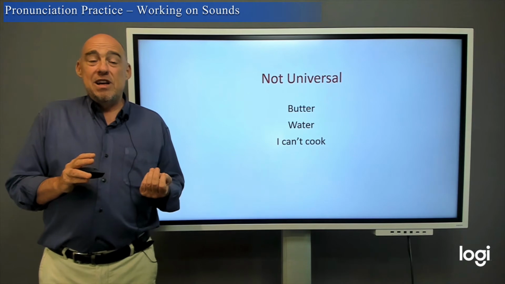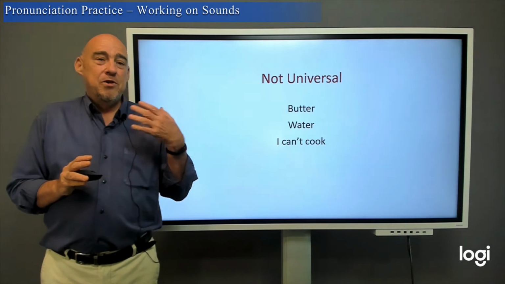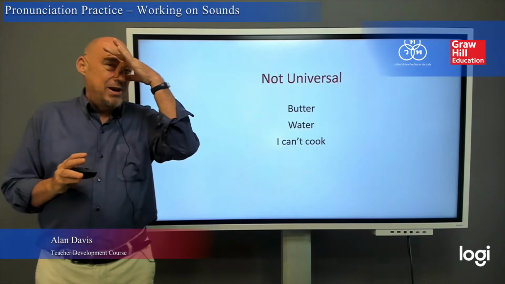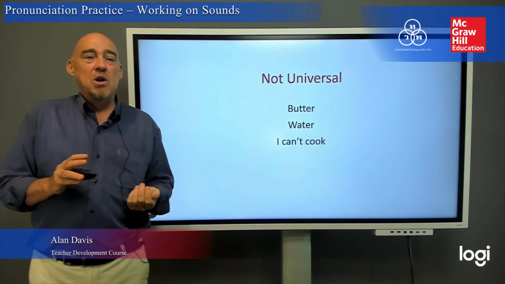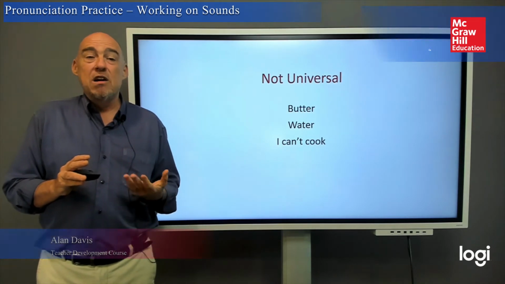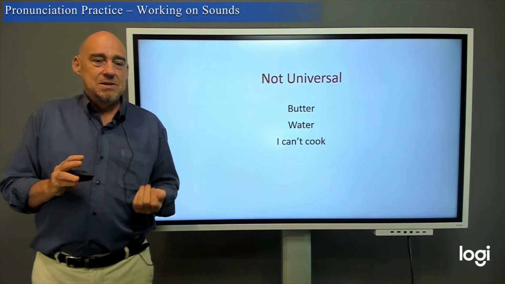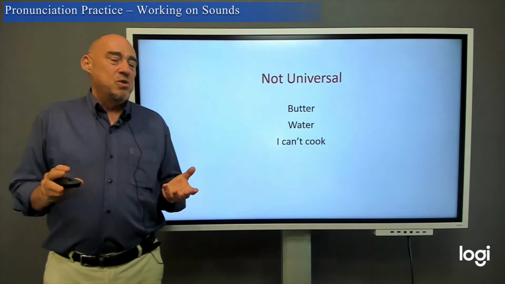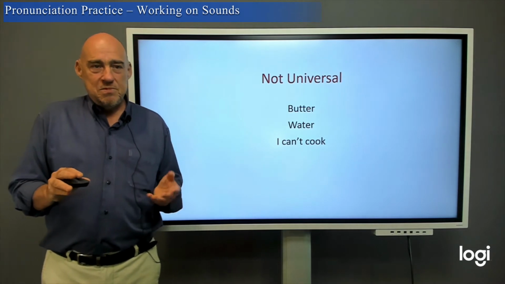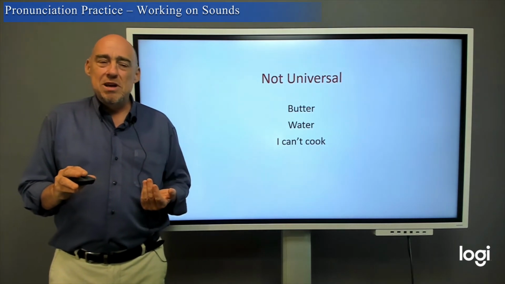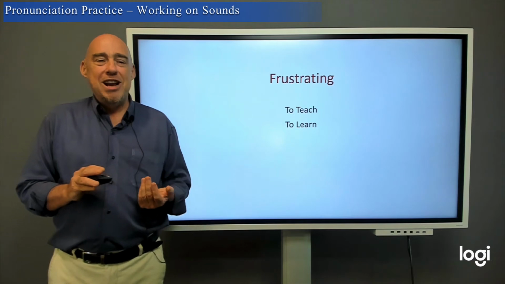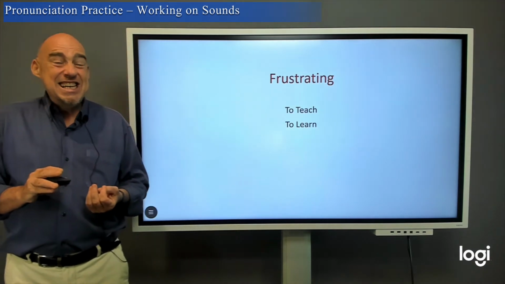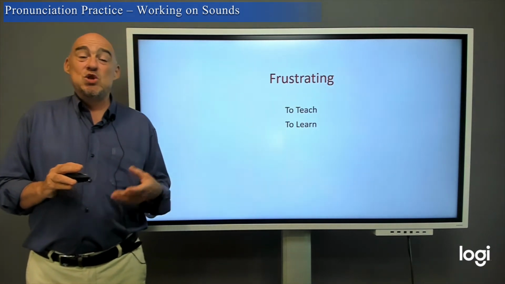Then we have I can't cook. For an American, it's all up here. I can't cook. Whereas a British person would say, I can't cook. So even within English-speaking regions, it's not universal, the way we pronounce things. So this can be very frustrating. Can be frustrating to teach, can be frustrating to learn.